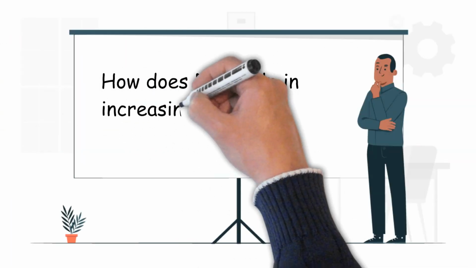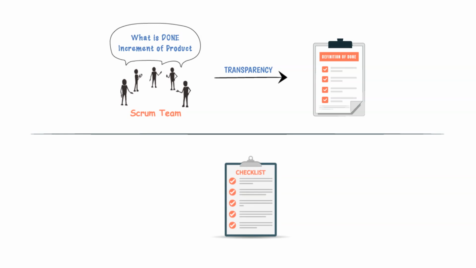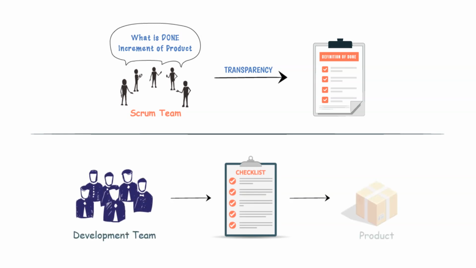How does DoD help in increasing transparency within the Scrum team? DoD is a shared understanding within the Scrum team on what a done increment of product means, and this increases transparency in the team. Whereas, if we consider the DoD as a plain checklist for the development team to complete their work, this might end up being a mere checklist document for the sake of having it. And this type of DoD hardly evolves or gets refined, which results in low confidence within the Scrum team to declare a product as done or releasable. This also makes the increment low quality and non-releasable, with a pileup of undone work.